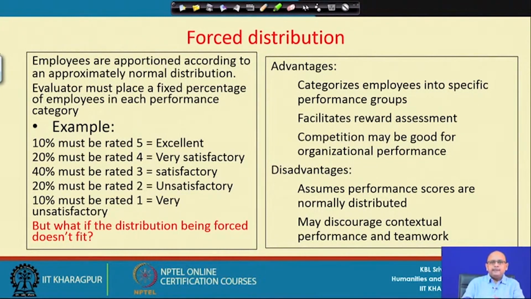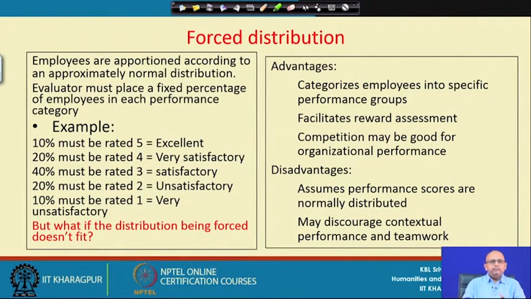But many companies, since they want to promote very few people, use this distribution and try to promote only those who are in the top 10% bracket, treating them as excellent. So, others are not going to be promoted. Basically, you are trying to categorize people into different performance groups. The idea is to reward those who are doing very well, but there could be high competition.